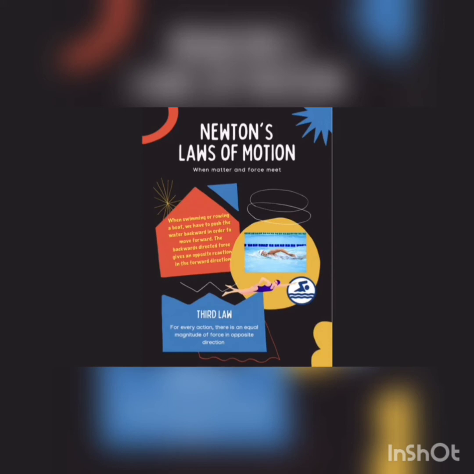When swimming or rowing a boat, we have to push the water backwards in order to move forward. The backwards directed force gives an opposite reaction in the forward direction. This applies to Newton's third law, where it mentions that for every action, which is swimming and rowing a boat, there is a force of equal magnitude in the opposite direction, and the opposite direction is backwards and forward.